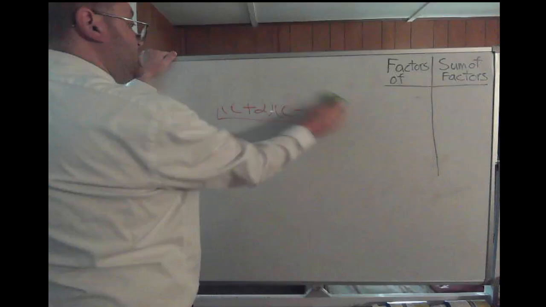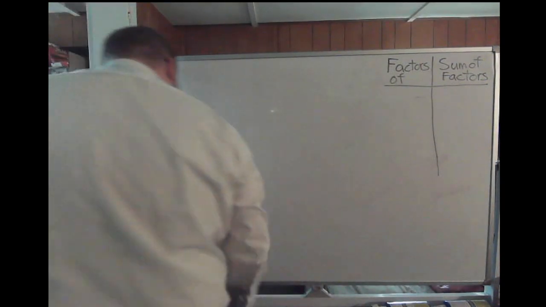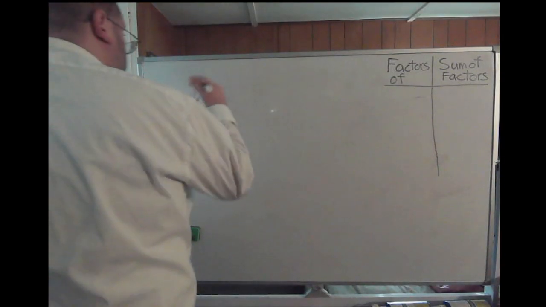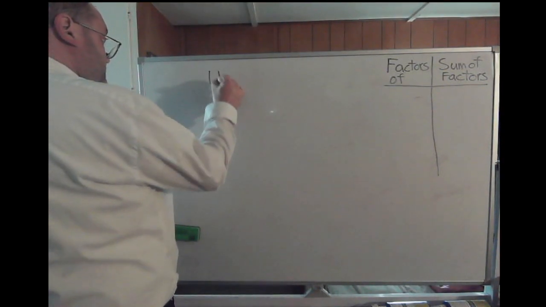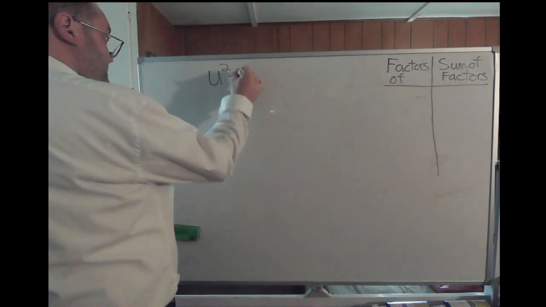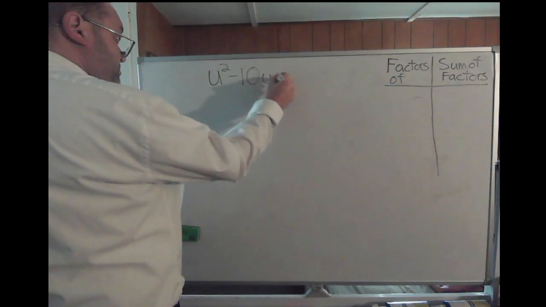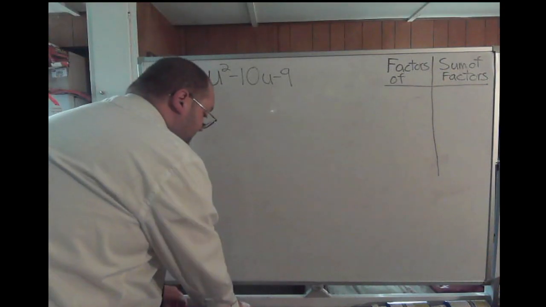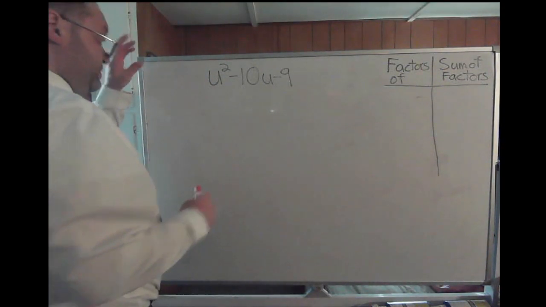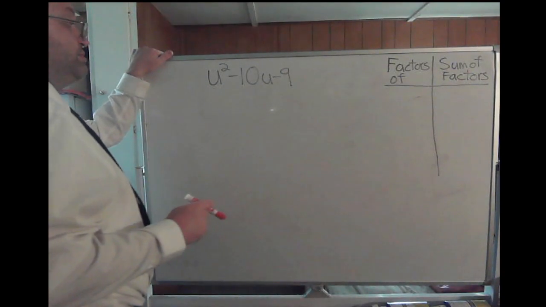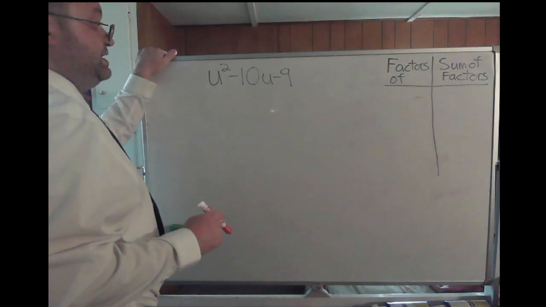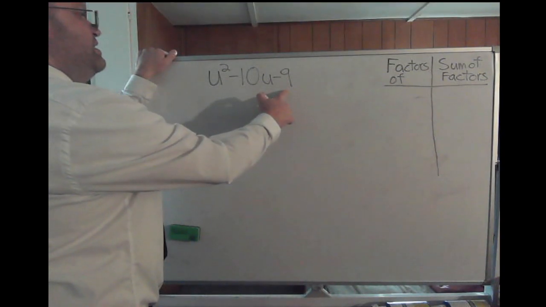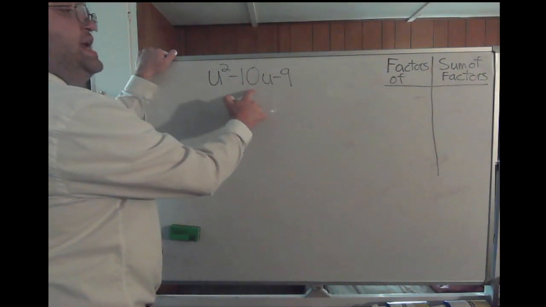Alright. What have we got here next? u squared minus 10u minus 9. We got u squared minus 10u minus 9. Well, the coefficient on the u squared term is 1, so that's going to make your life easy. Now you just simply need to find factors of negative 9 that'll give you the middle coefficient of negative 10.